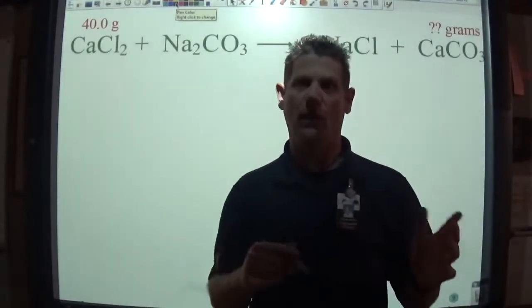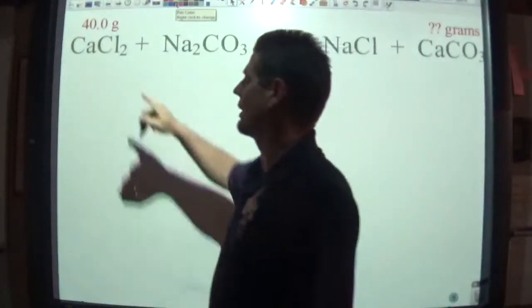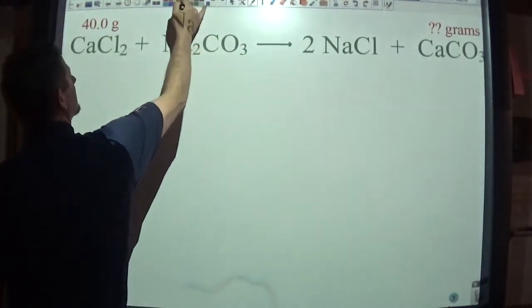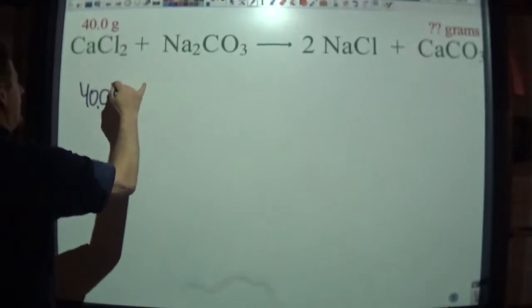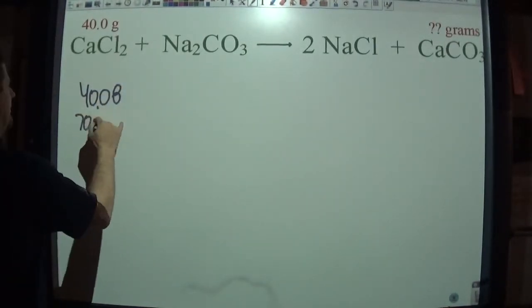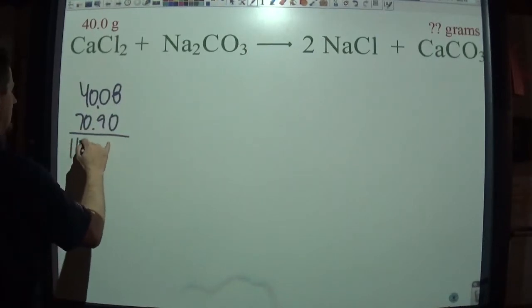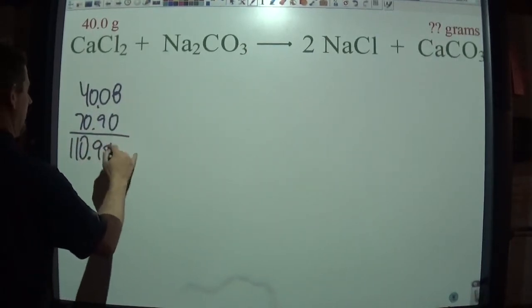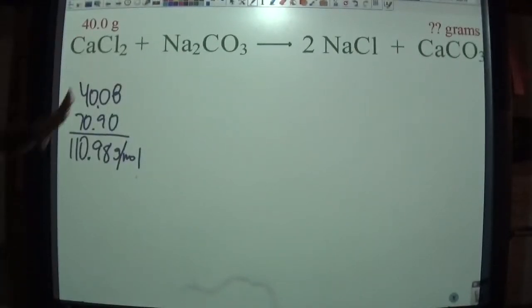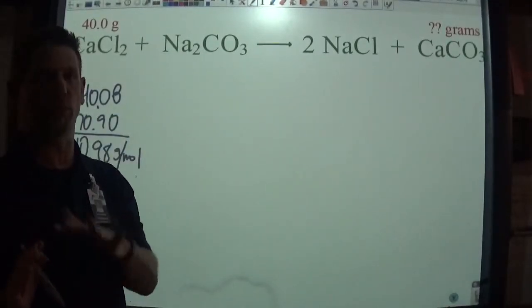You're like, I think I know what I'm doing. What do I do? So calcium chloride. Calcium, I forgot to change. Calcium is 40.08. Each chlorine is 35.45, so that's going to be 70.90. The molar mass of this is 110.98 grams per mole. That's the molar mass of calcium chloride. This is a separate side problem before you can start.